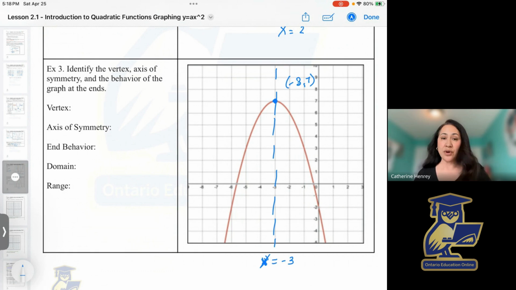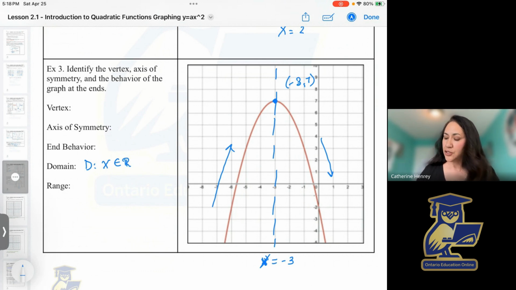Now, because this parabola is flipped upside down, our end behavior looks like it's increasing, and then it switches to decreasing. There's still no limitation on any of the x values that you can sub into this function, so the domain here is still all real numbers.